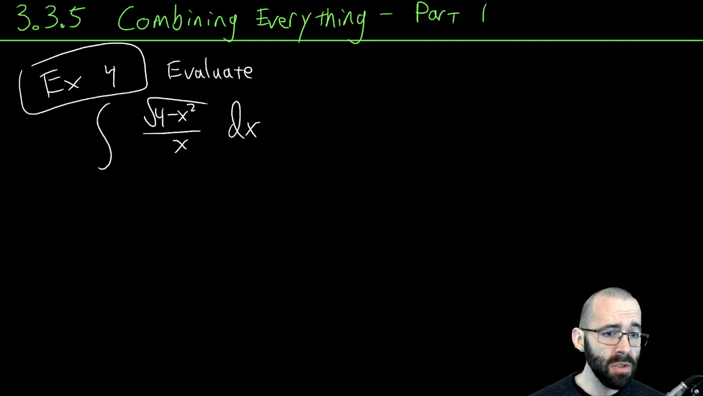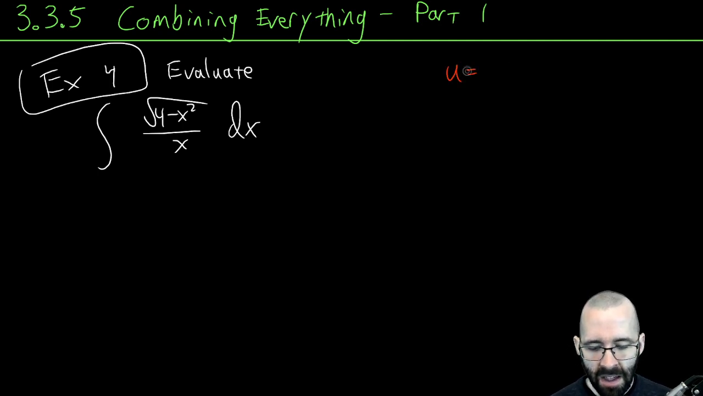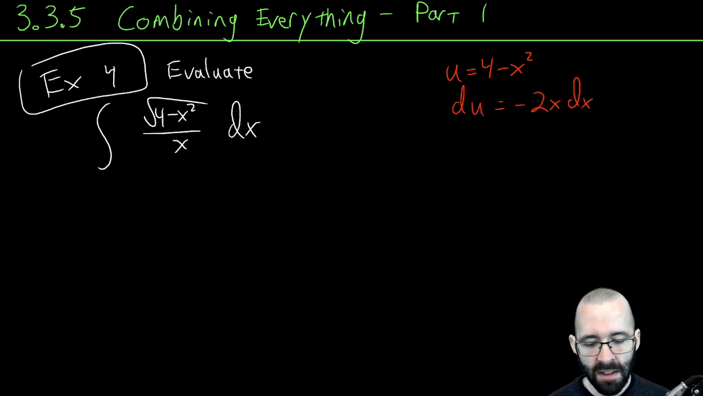Now this looks close to working out as a u substitution, but not quite. Let's try it together. I don't think it'll work, but let's try it together because I really want to push this idea. If u is 4 minus x squared, then du is negative 2x dx, which we don't have. So this is one of those situations where it's easier to solve for dx.